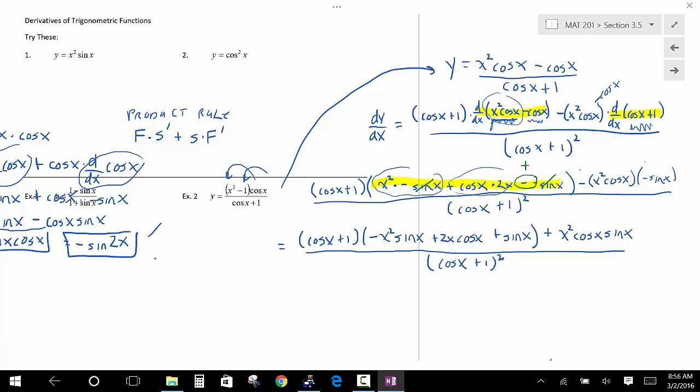Isn't that sine x supposed to be minus cosine x? Which part are you looking at? Right there. Right here? Yeah. Now that became from here, that was minus, because we did minus the derivative of the cosine, so that became plus sine x. Okay? Because that came from minus the derivative of the cosine, like that.